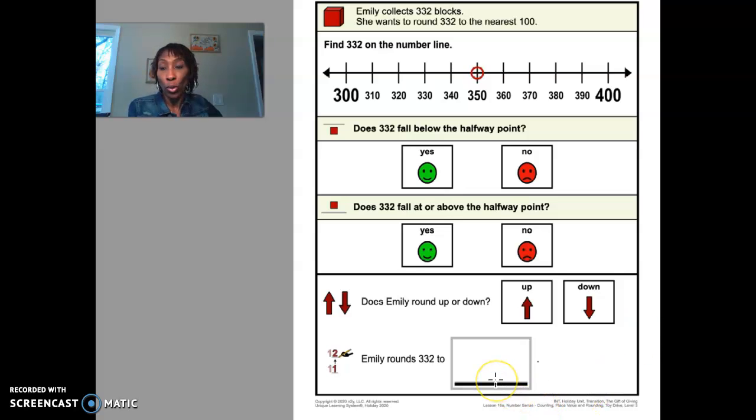So are you going to round 332 to 300? Or are you going to round it up to 400 and then you write your answer?